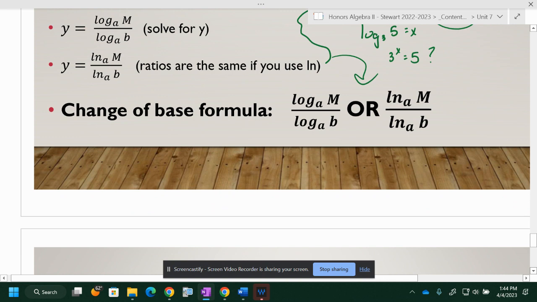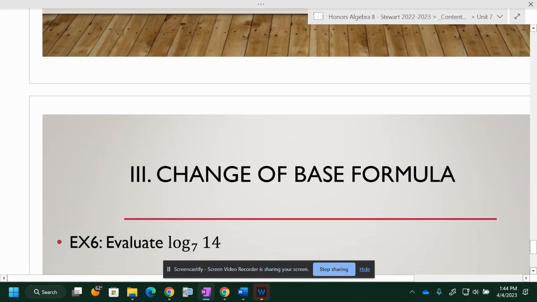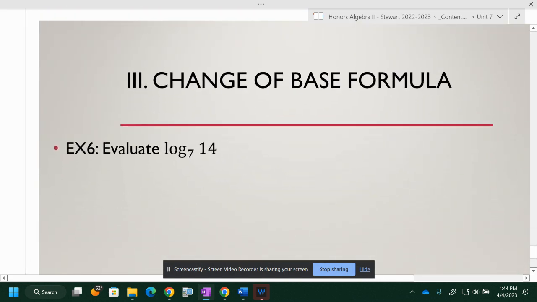I just want you to practice that one skill. If you have a calculator, great. If you don't right now, that's okay. But right here, evaluate log base 7 of 14. Plug it in your calculator using change of base. And tell me 4 decimals.